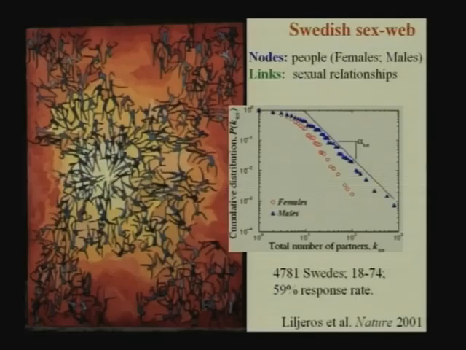This is the Swedish sex web. I think again you have seen it: who has gone out on a date with whom. Two types of nodes are there, females and males, and when we plot the degree distribution for males and females, you get 2 power laws.